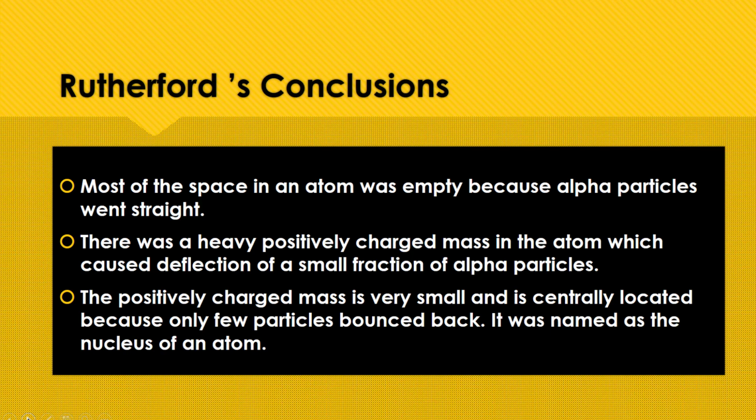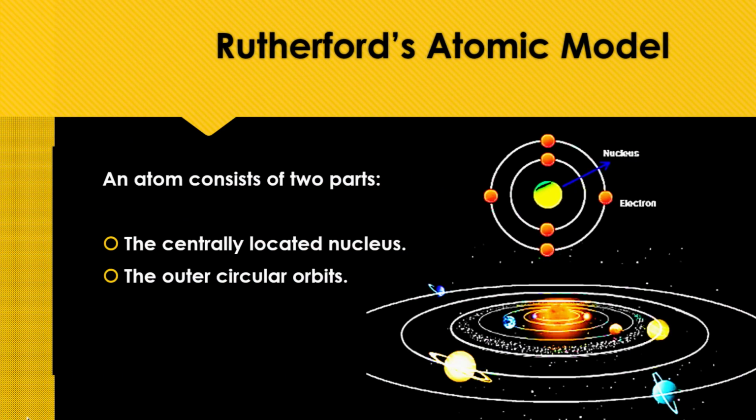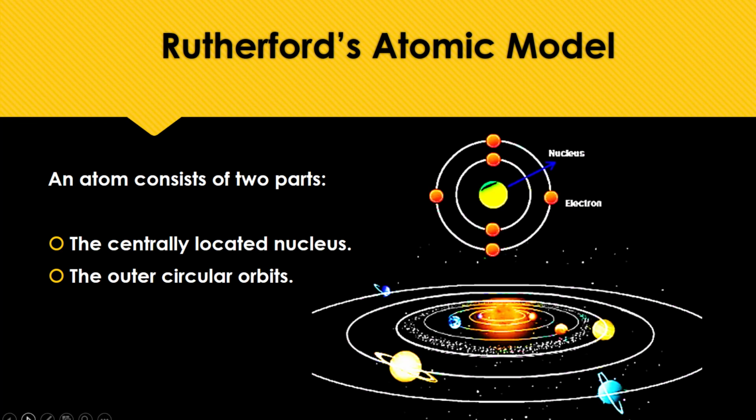The first suggested atomic model consists of mainly two parts. What are those two parts here? The centrally located nucleus and the outer circular orbits. The first one, the centrally located nucleus. So what does it say actually? The centrally located nucleus has a positive charge.